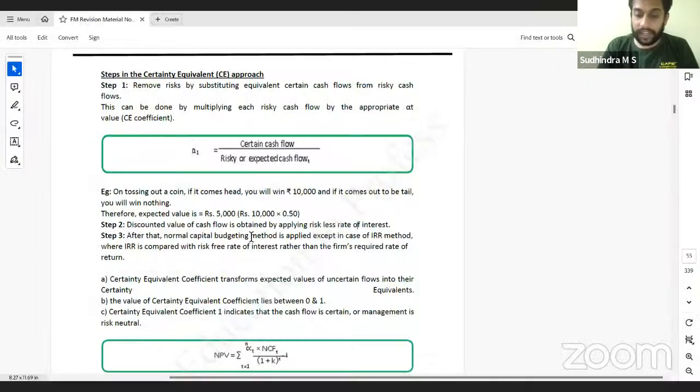Therefore, while calculating NPV, we will apply the risk-free rate of return, and not the discount rate or RADR. Clear? Yes, sir.